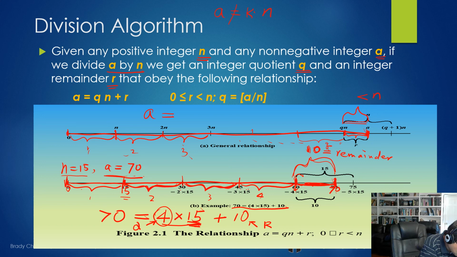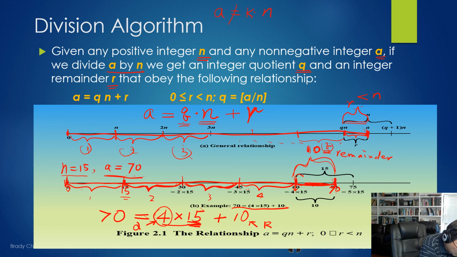as the sum of Q times N. N is the divisor. Q, 1, 2, 1, 2, 3, Q. That's the number of the fragments of length N. So that's the quotient. Okay, plus the remainder, which is R. That's the remainder. So we know that the R is less than N and greater than or equal to 0.